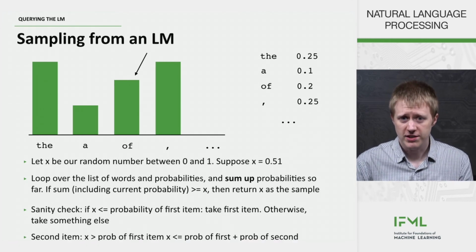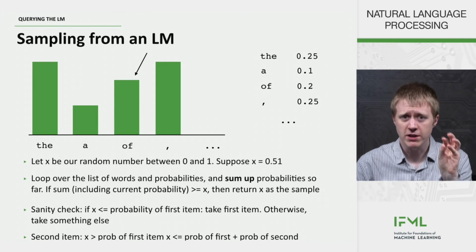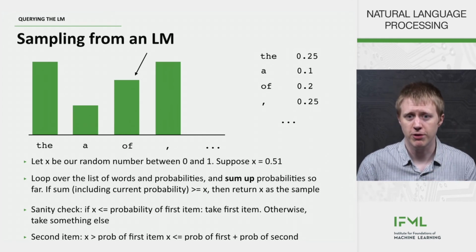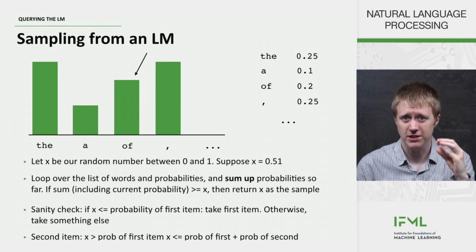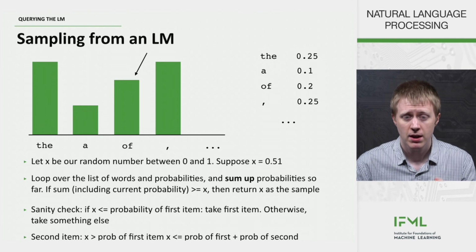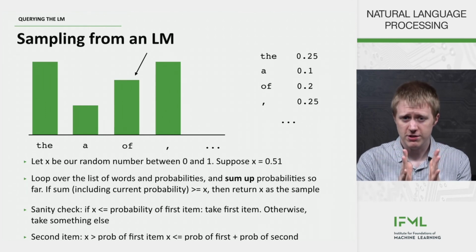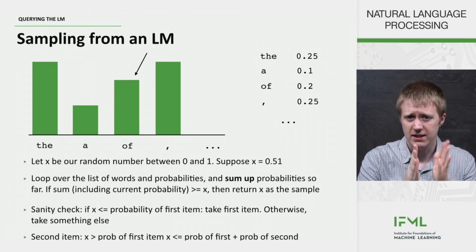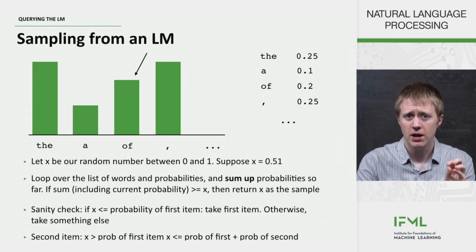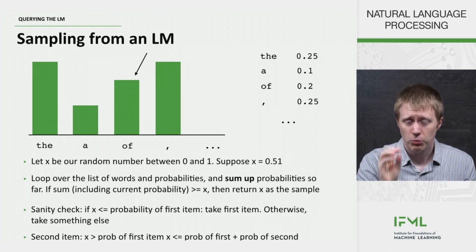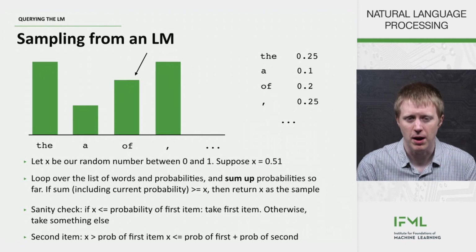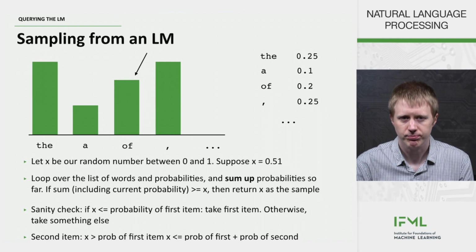So then we'll get the second word if x is greater than the probability of the first thing, but less than or equal to probability of first plus probability of second. Because if x is greater than 0.35, then we're going to move on again, right? So hopefully you can convince yourself that this is kind of correctly mapping from that random number to a random word from this probability distribution where each word sort of has the right probability of getting picked.